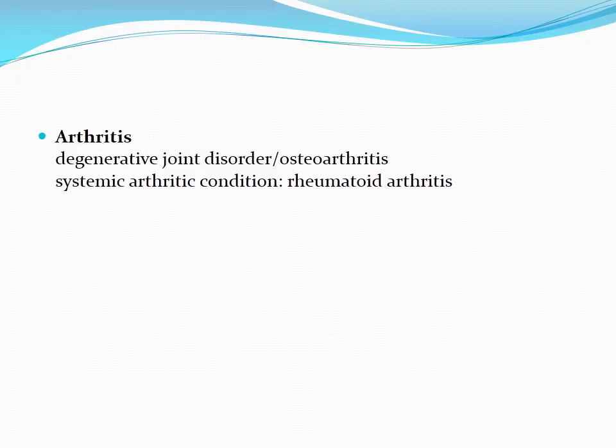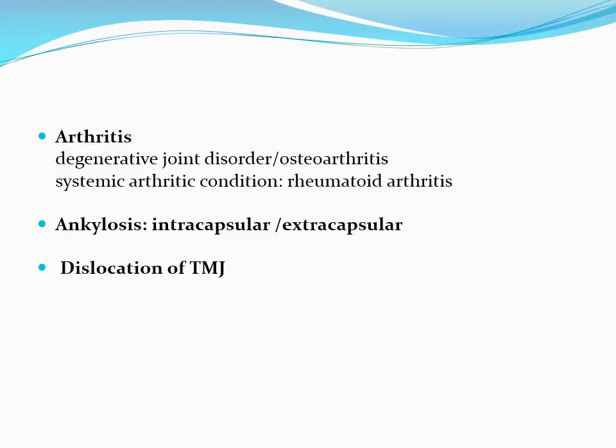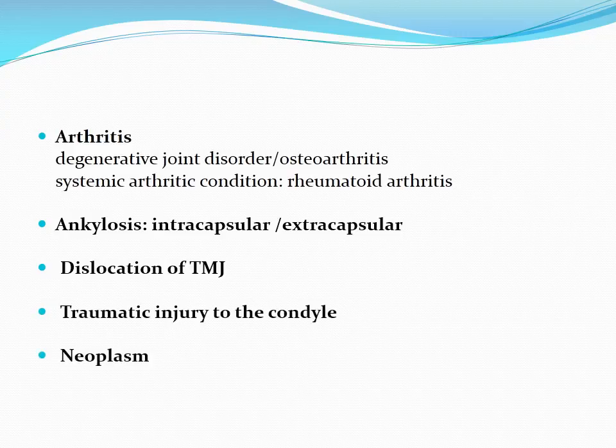Degenerative changes. Degenerative changes include osteoarthritis, and we also have a systemic arthritic condition, which is rheumatoid arthritis. We have ankylosis, intracapsular or extracapsular. Dislocation of the temporomandibular joint, traumatic injury to the condyle, neoplasm, and drugs.